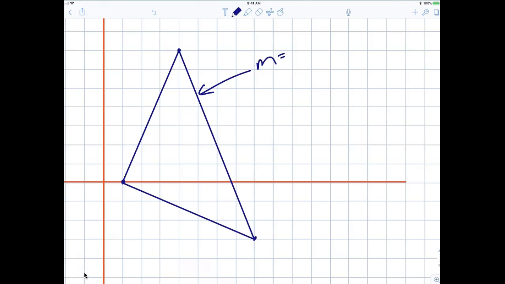One, two, three, four, five. Negative 5 halves. Or 1, 2, 3, 4, 5, 6, 7, 9, 10. Yes, I got negative 5 halves for that.